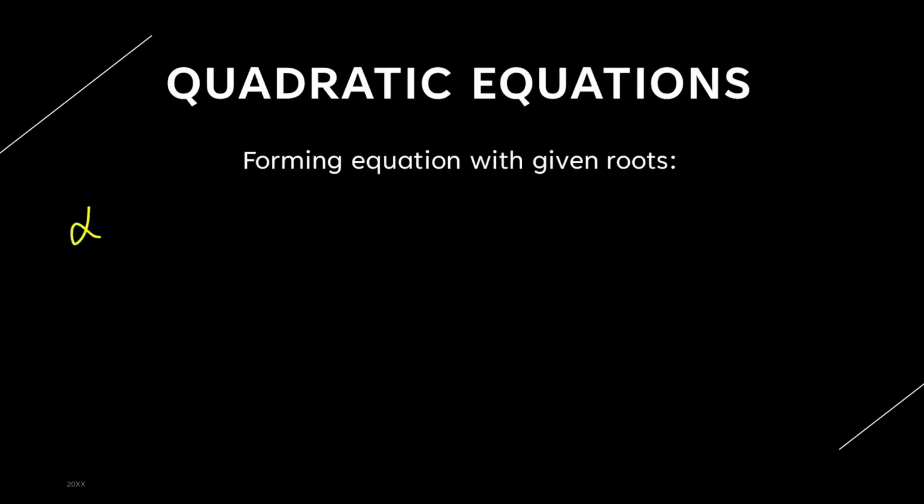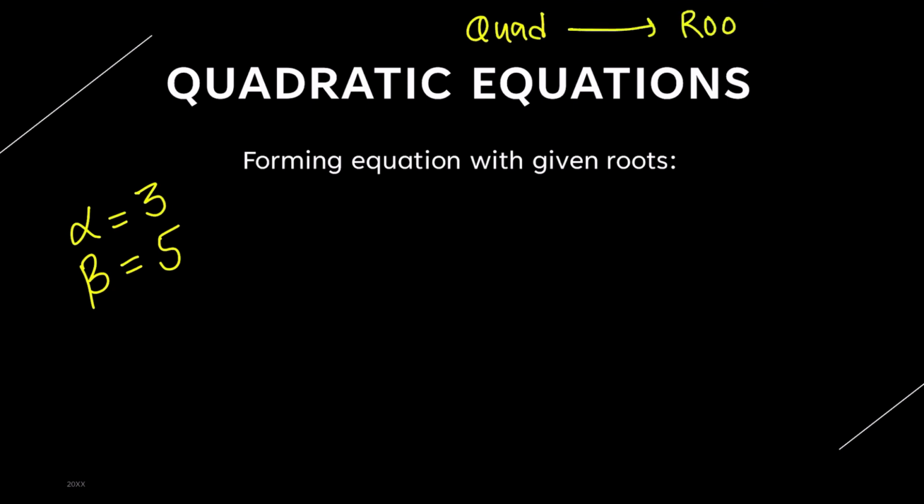Suppose they give you that 3 and 5 are the two roots of an equation. They will ask you to give a quadratic equation which has these two roots. Till now we know that a quadratic equation is given to us and we find the roots. Now, if roots are given to us, find the quadratic equation, right?